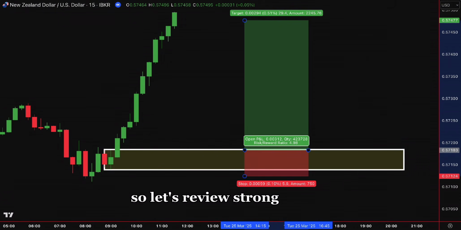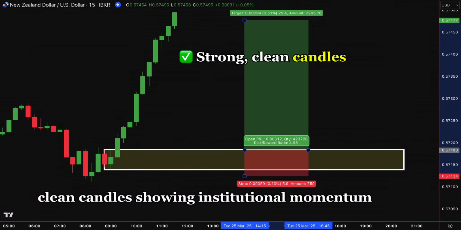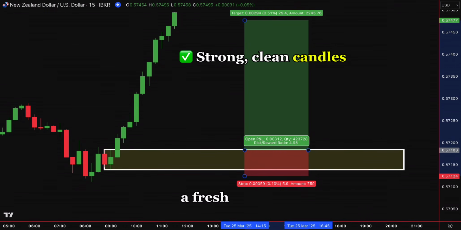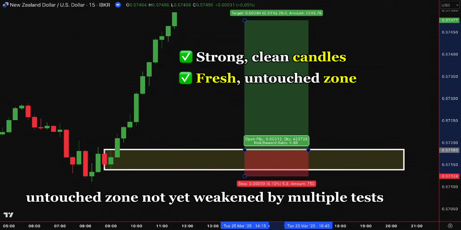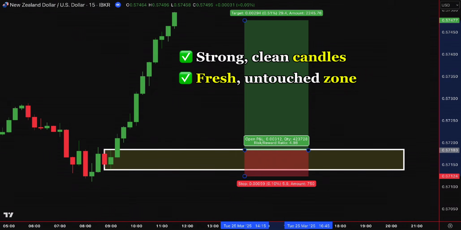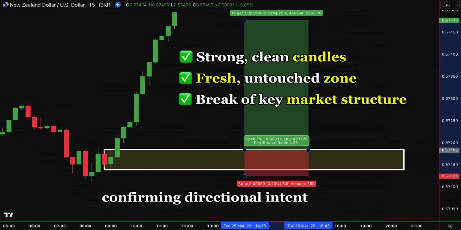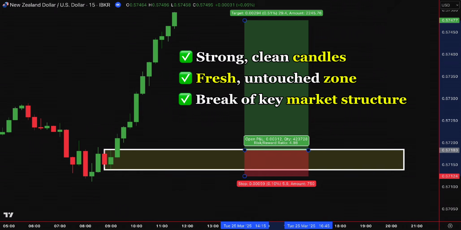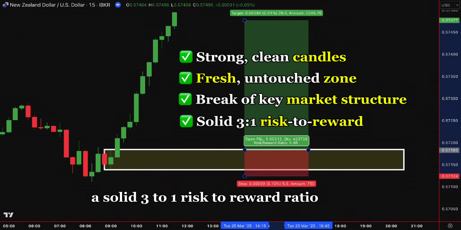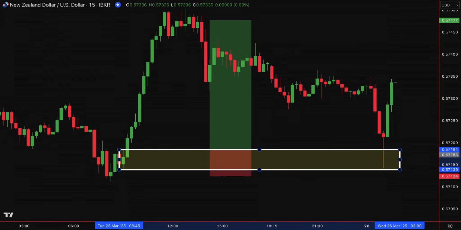So let's review. Strong, clean candles, showing institutional momentum, a fresh, untouched zone, not yet weakened by multiple tests, a break of key market structure, confirming directional intent, a solid 3-to-1 risk-to-reward ratio, giving the trade real potential. This demand zone ticks every box. It's not just a good setup, it's a high-probability trade that deserves serious attention.